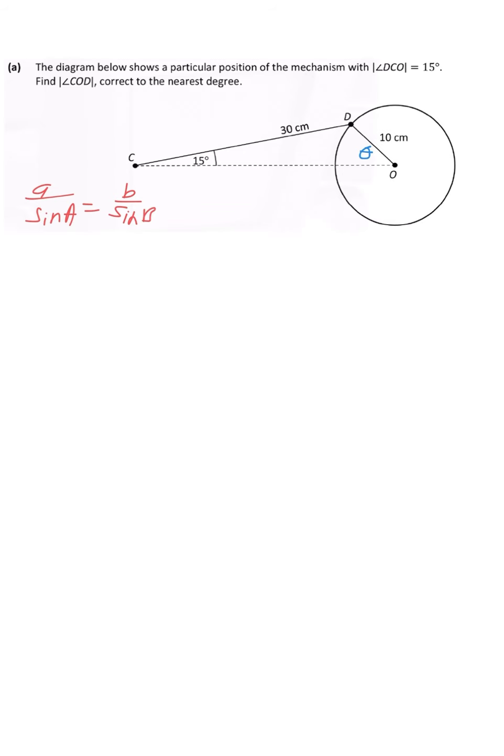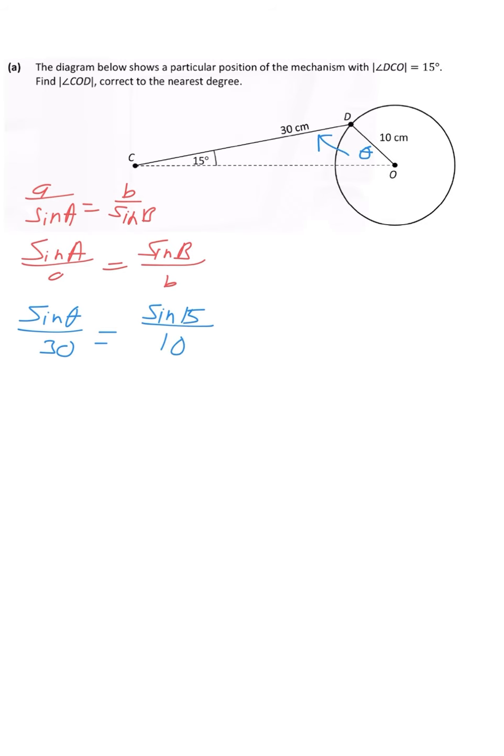Now I'm finding an angle. So if you're finding an angle, I'm going to turn the formula upside down. So sine A over A equals sine B over B. And it's theta we're finding, and opposite that is 30. So I have sine theta over 30 equals then sine 15 over 10, as they are matching.